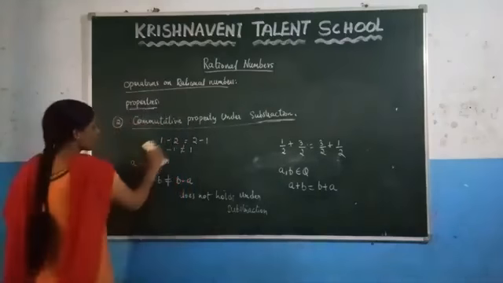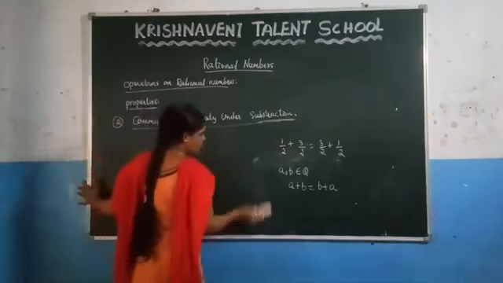The next one is commutative property under multiplication.